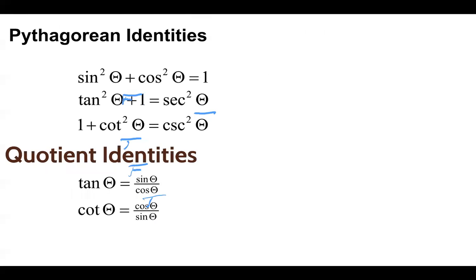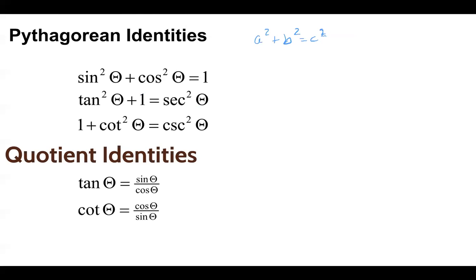So some other identities. The reciprocal identities that I gave you at the beginning were important, but Pythagorean identities are very important. And you guys know the Pythagorean theorem as being a squared plus b squared is equal to c squared. That figures out a right triangle. But when you're talking about the Pythagorean identities, it's sine squared theta plus cosine squared theta is equal to 1.